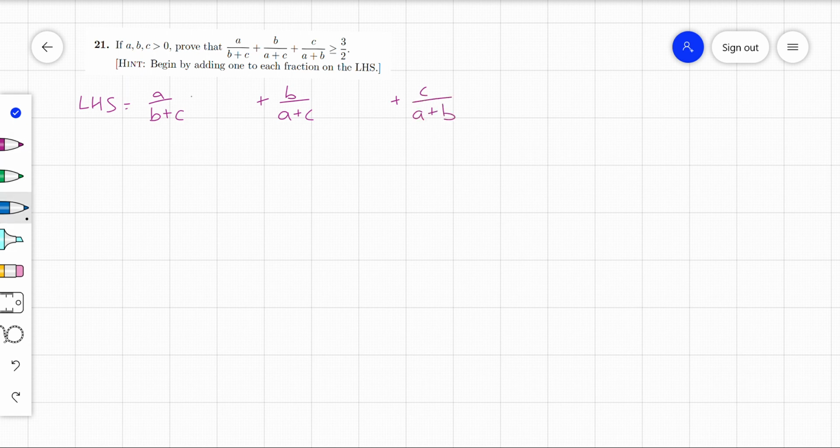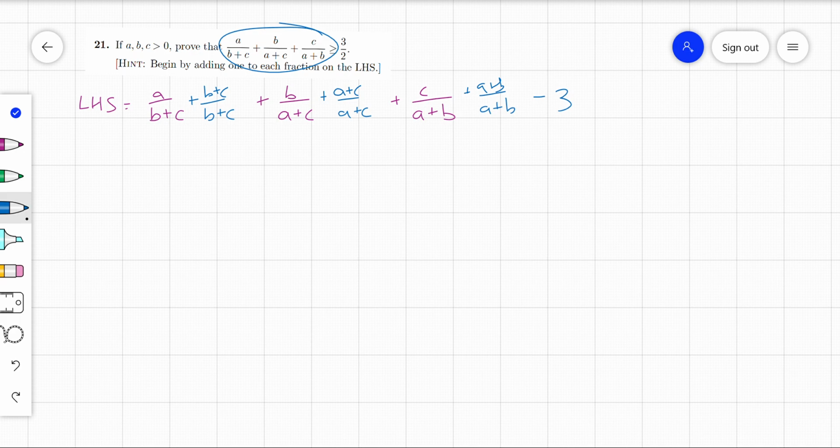So adding 1 here, I would suspect the denominator is b plus c. So I'll add 1 by adding b plus c on b plus c, that's 1. And this one I'll add 1 by a plus c on a plus c. And this one I'll add 1 by doing a plus b on a plus b. Of course, I've added 1 three times, so I'm going to subtract 3, so it still equals this left-hand side.